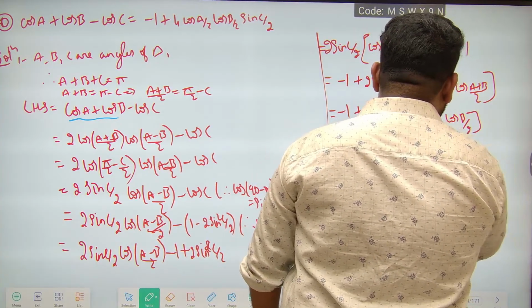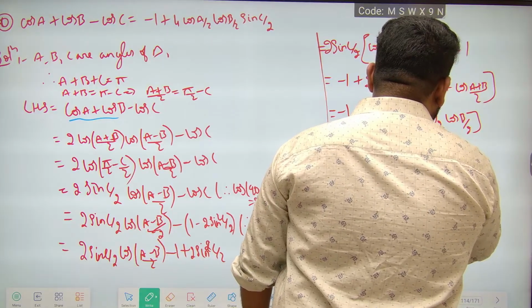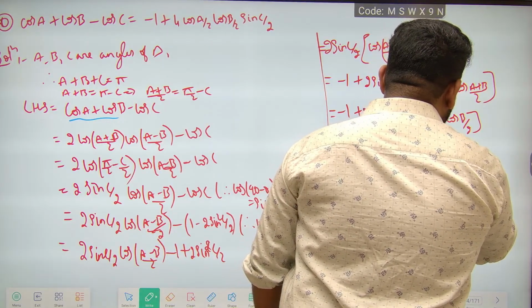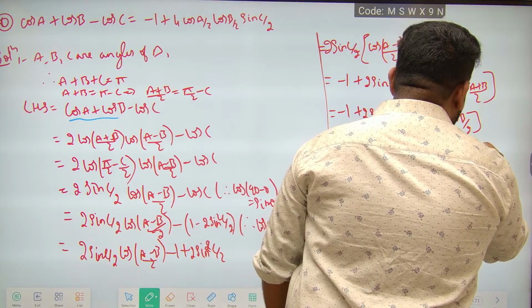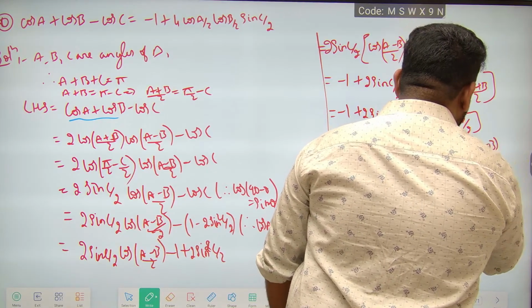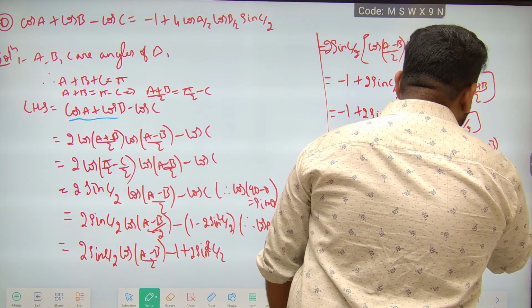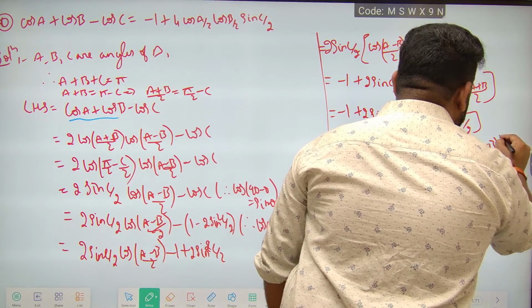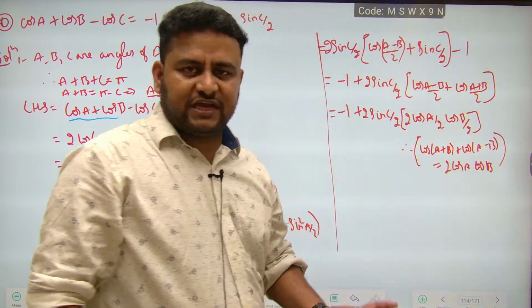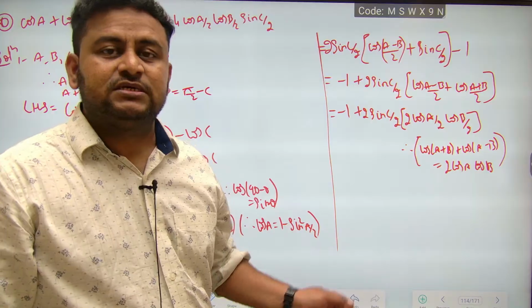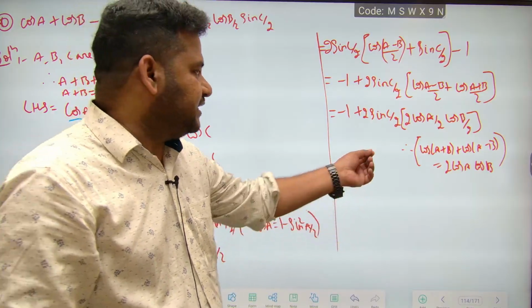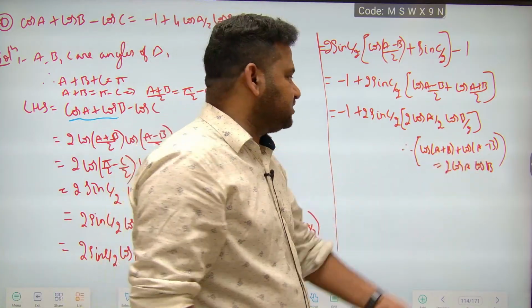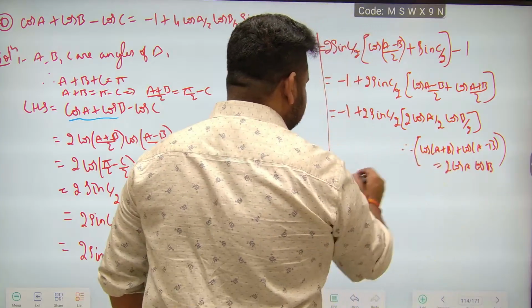So you definitely have to write the reason. Therefore, the reason is cos of (A plus B) plus cos of (A minus B) is equal to 2 cos A cos B. But if it was cos of (A minus B) minus cos of (A plus B), it would have become 2 sin A sin B. Here it is cos of (A plus B) plus cos of (A minus B), therefore we write it like this.